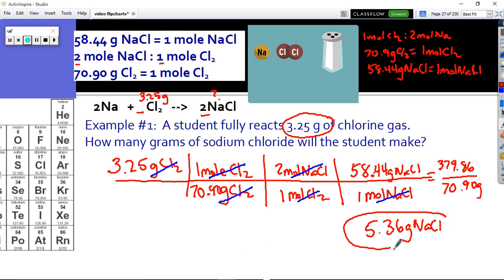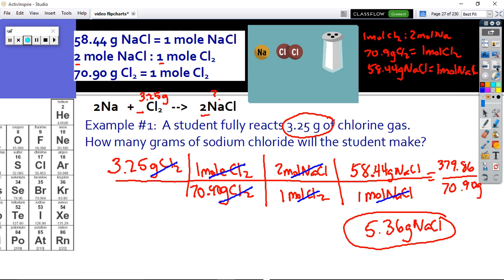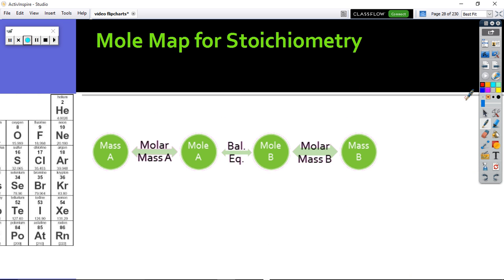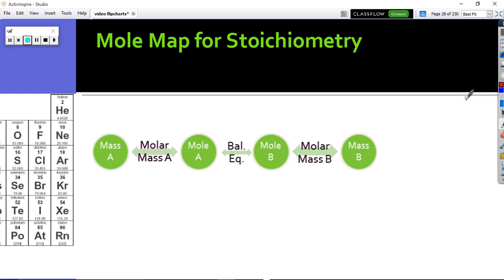Now let's review these steps that we did. Sometimes people will put the steps that you do in stoichiometry into a graphic organizer, which they call a mole map. This is our mole map. Now you can see on the mole map, you can go from mass to moles using the molar mass. You just have to use the right molar mass. If you have compound A, use molar mass A.